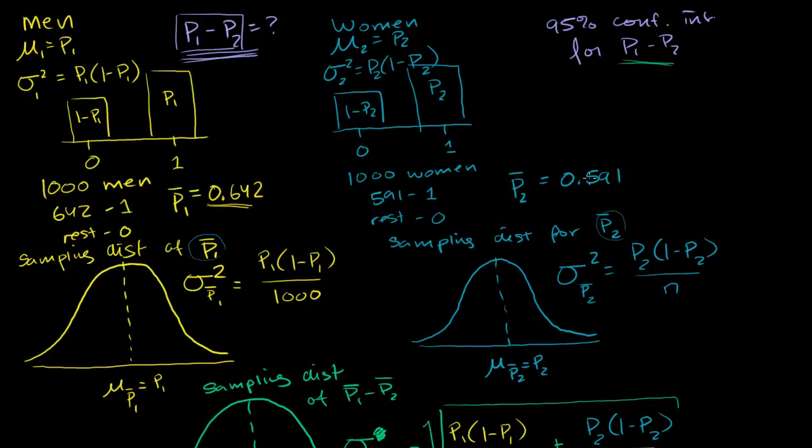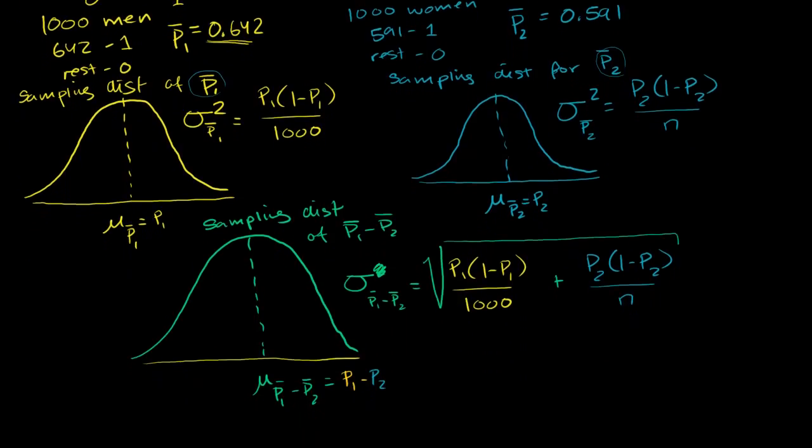But our goal is to get a 95% confidence interval. So just based on our actual sample, we got our sample proportion for the men minus our sample proportion for the women being 0.642 minus 0.591, that's 0.051. I just subtracted this from that.